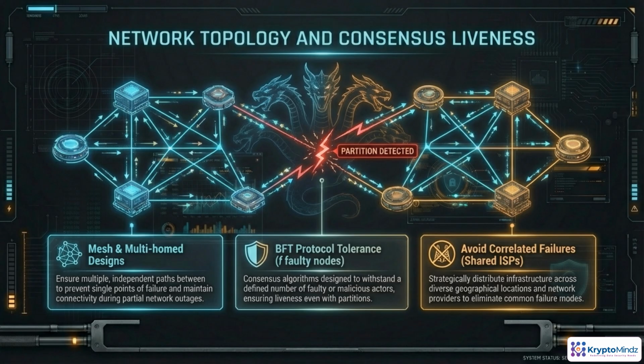BFT consensus also assumes some number of faulty or malicious nodes. As long as the number of bad or unreachable nodes stays within that bound, the protocol keeps committing blocks. Location diversity then closes the loop. Placing nodes in different regions and on different providers prevents one outage from silently taking your entire trust layer down.